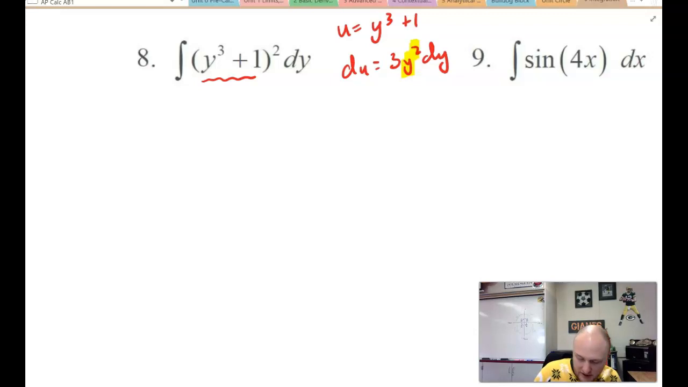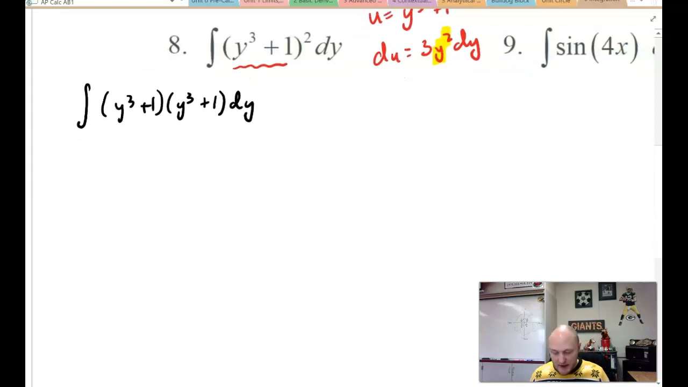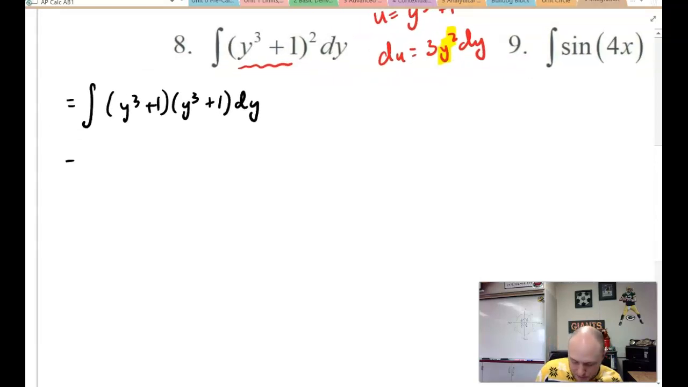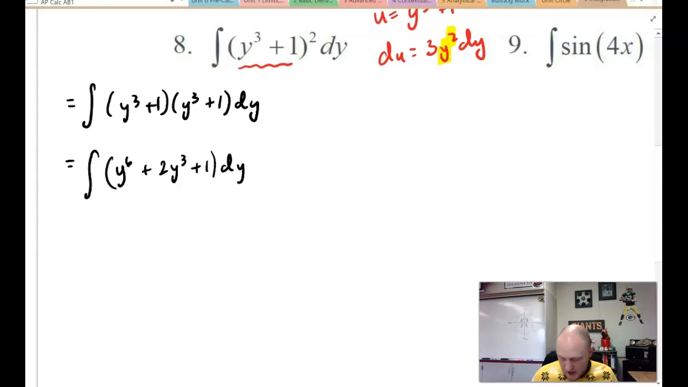So what we're going to go ahead and do, we're going to go a different route with this. We're just going to expand this integral to be y cubed plus 1 times y cubed plus 1 dy. And if I expand it out like this, I can now multiply this out to give me y to the power of 6 plus 2y cubed plus 1 dy. And I can integrate that now just piece by piece.